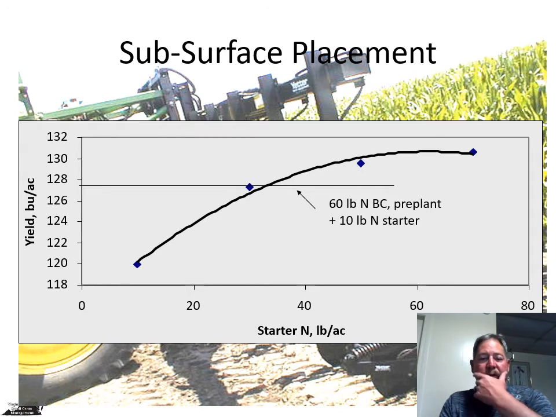And what I want to point out to you in terms of the efficiency of starter application is that it took about 30 pounds of starter in a 2 by 2 band to equal the same yield potential as 60 broadcast plus 10 pounds in starter. So it's almost double the efficiency simply by using that starter fertilizer and placing it in an area where those seeds can access it very readily, within a few inches.